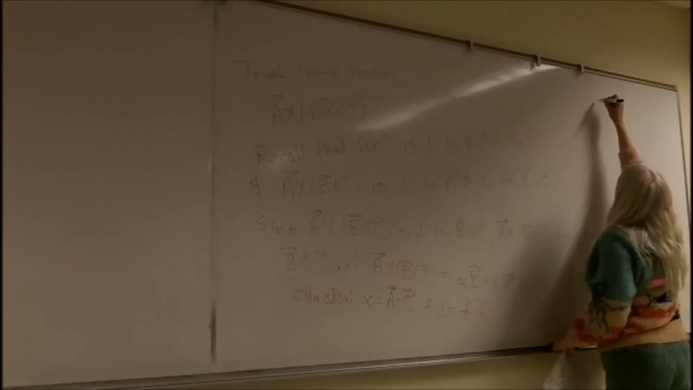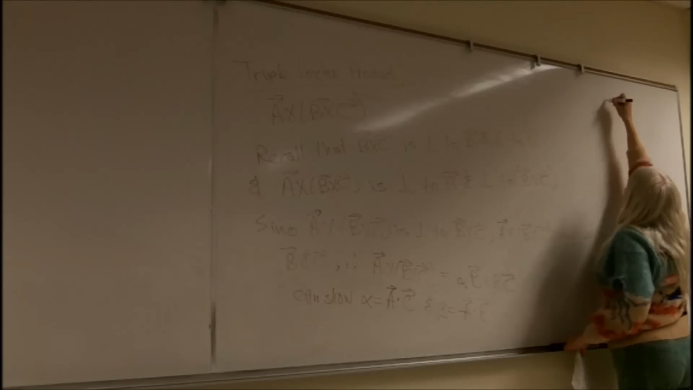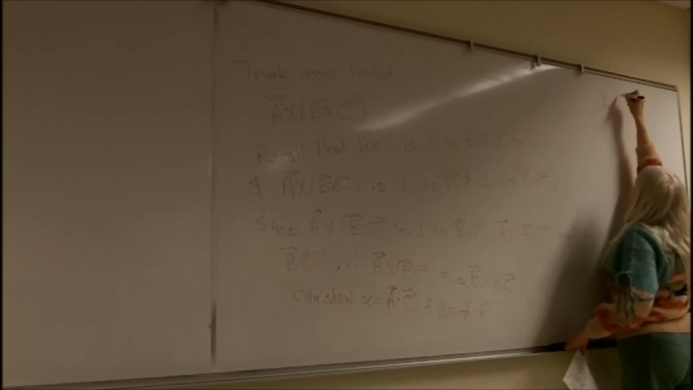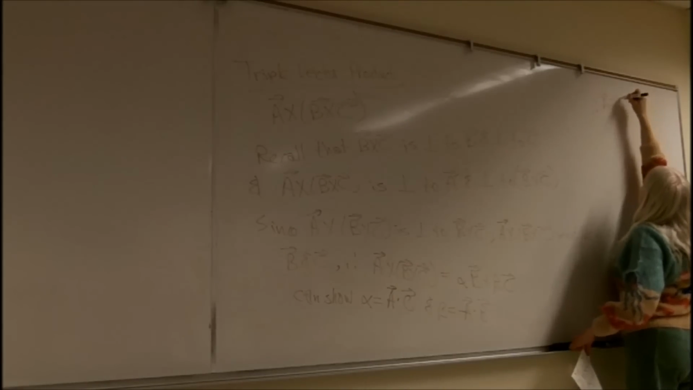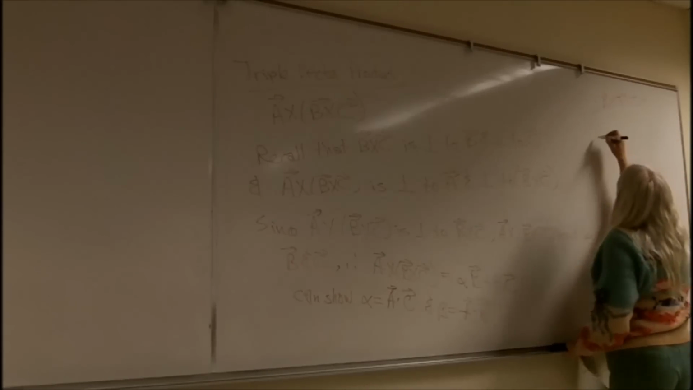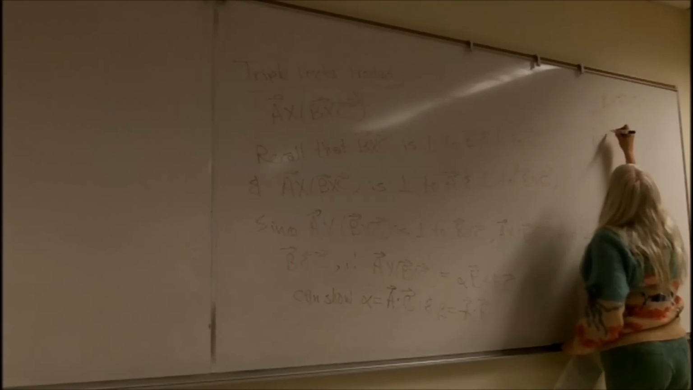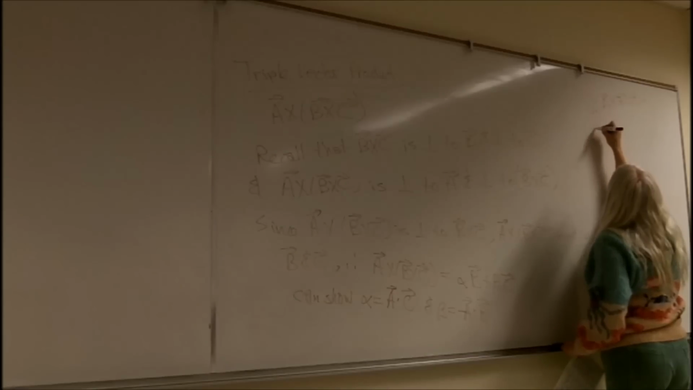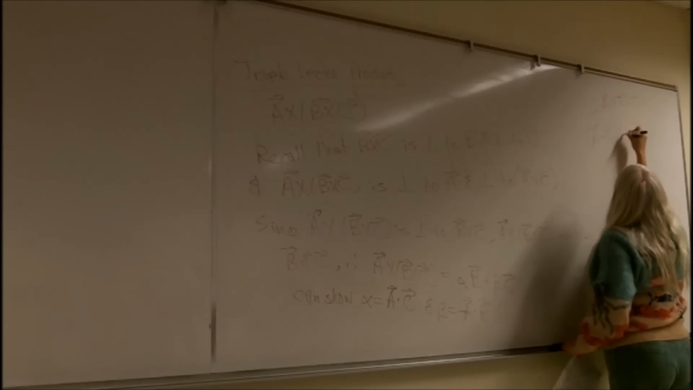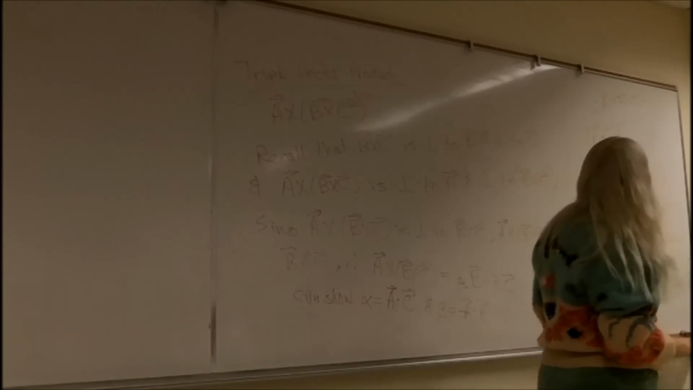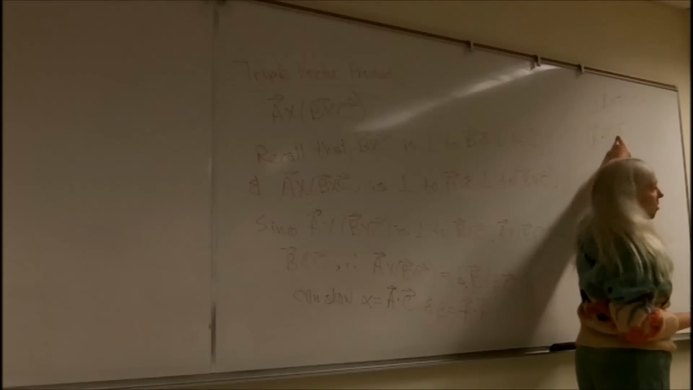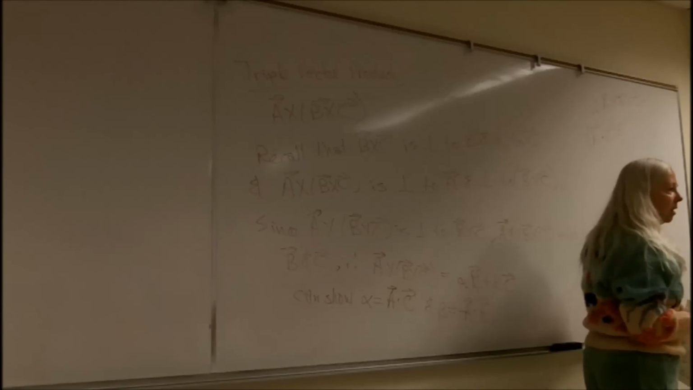So, in other words, A crossed into the quantity B cross C is equal to A dot C quantity times B. Again, A dot C is a scalar, so it can multiply a B without there being a dot or a cross in between here.